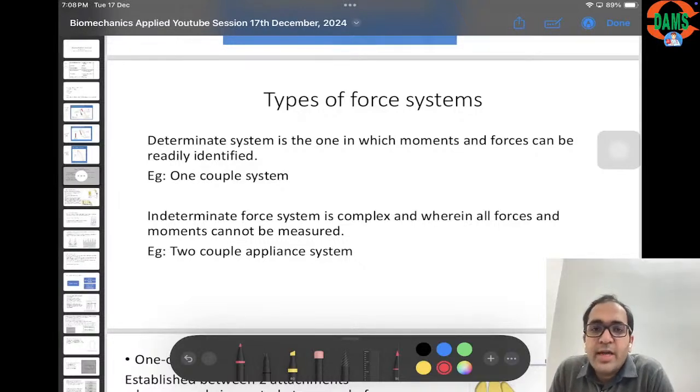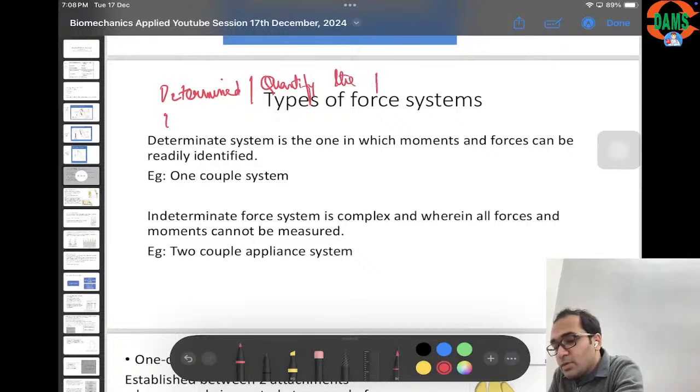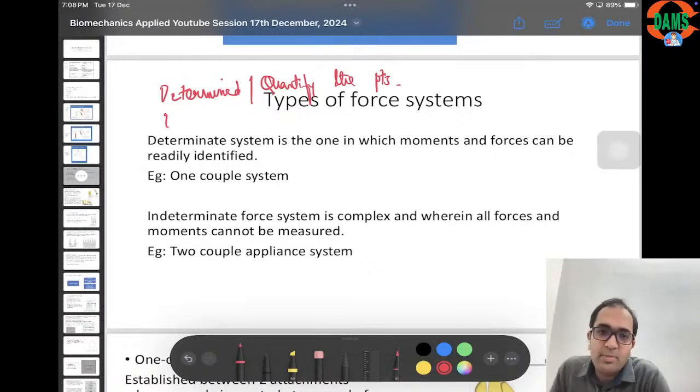Next comes the types of force system. So there are two types of force system. One is determinate and next is indeterminate. What do I mean by determinate and indeterminate force system? If we go by the literal or English translation of these words, determinate means the force system which can be determined, or you can quantify the points at which it is applied.